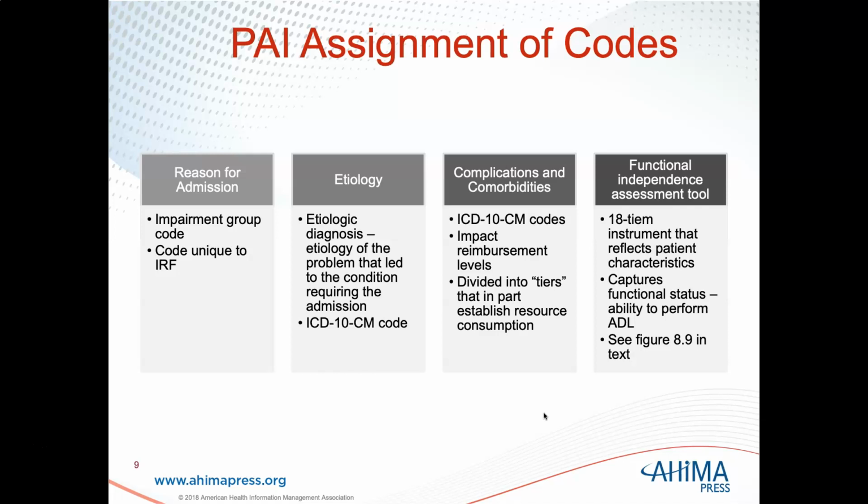And then there is a functional independence assessment. That's an 18 item instrument that reflects patient characteristics and captures their functional status, their ability to perform their ADLs. If you look at your book, on page 213, there is figure 8.9, and that gives you the functional independence measure, or FIM. Again, anytime you hear FIM, you want to be thinking IRF PPS.